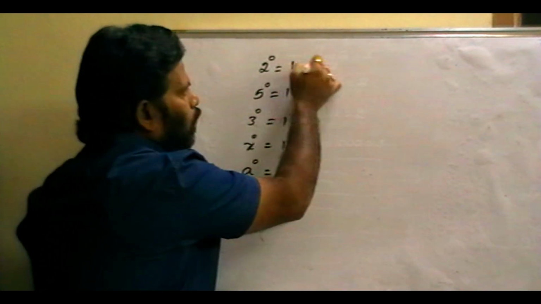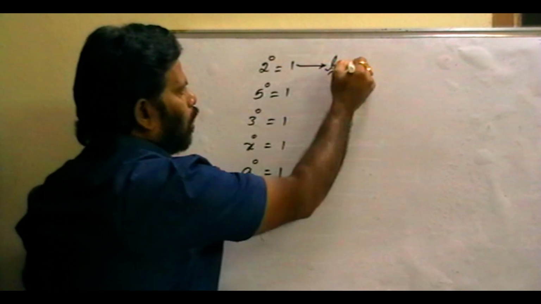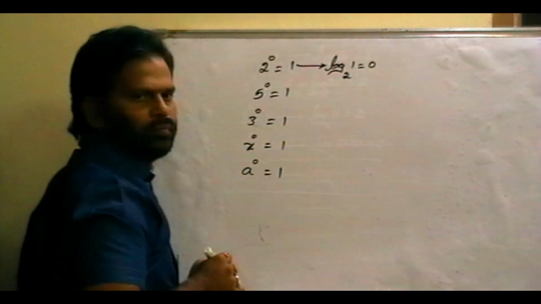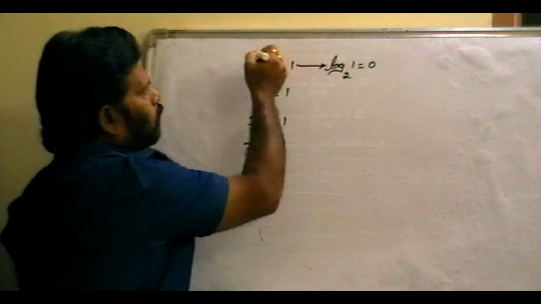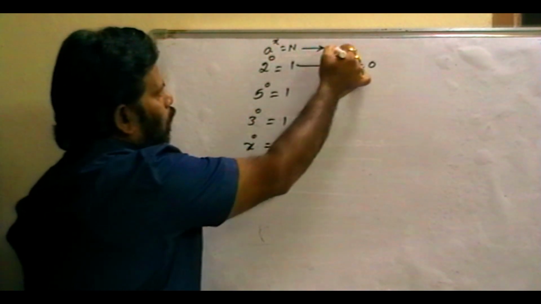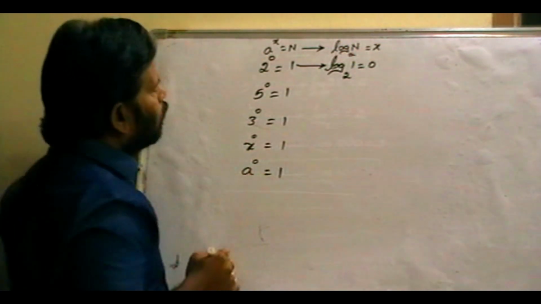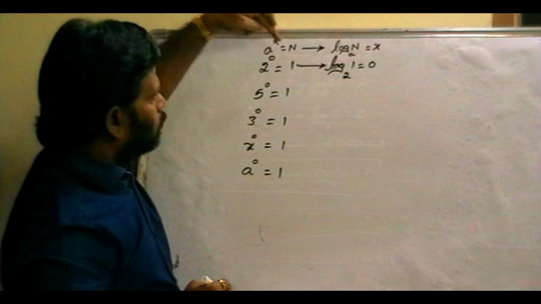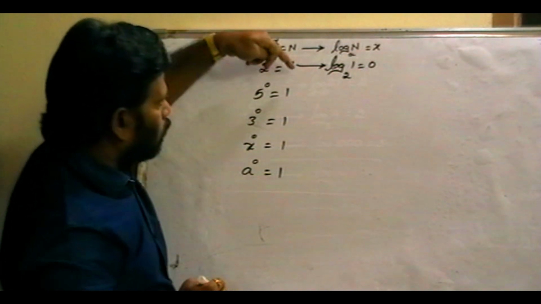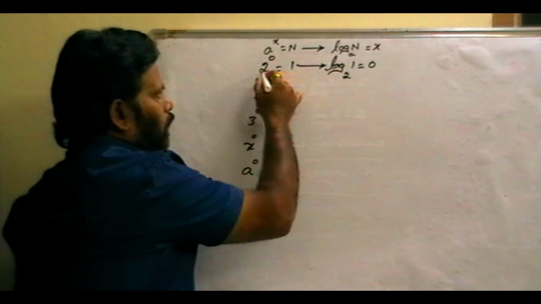Now change it to logarithmic form. Log 1 to the base 2 is equal to 0. Why? Because here we know the formula: a power x is equal to n, then log n to the base a is equal to x. Now 2 power 0 is equal to 1. Now in logarithmic form, log 1 to the base 2 is equal to 0.